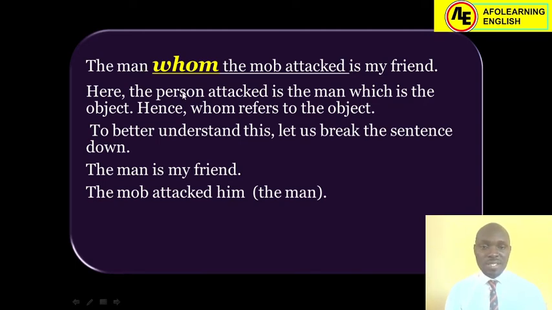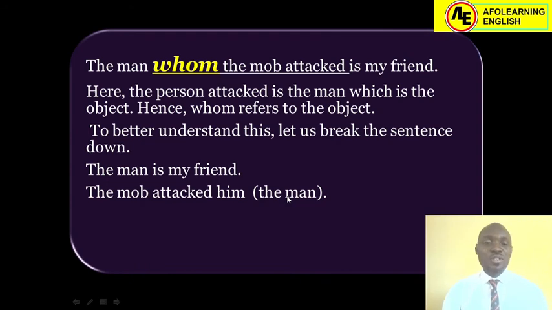So let's go back to this. The person attacked is the man, which is the what? Object. Here, whom refers to that same what? Object. Very simple. To better understand this, let us break the sentence down into pieces. We have: the man is my friend, right? The mob attacked him, the man, okay, in bracket. So the mob attacked the man, and the person attacked receives the action, and that makes the man the object.